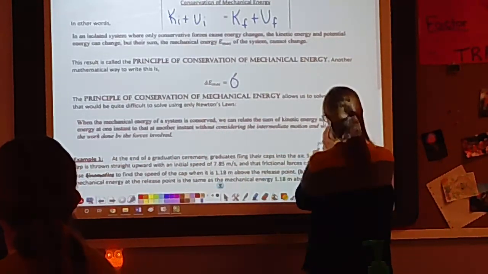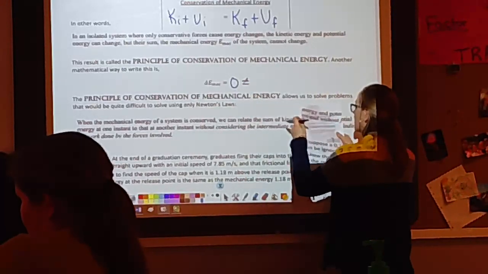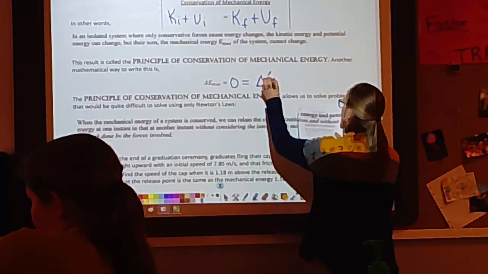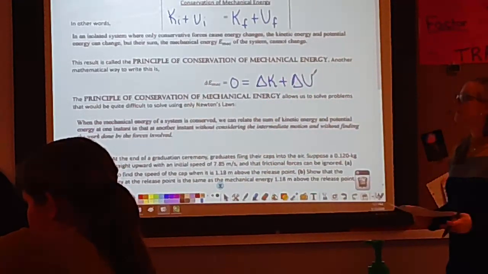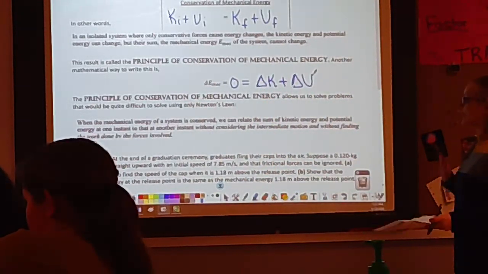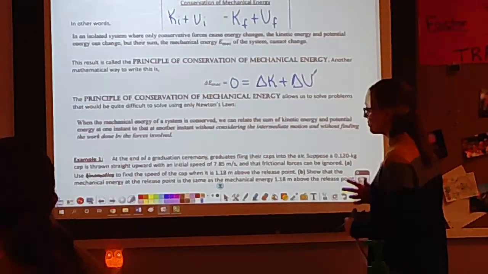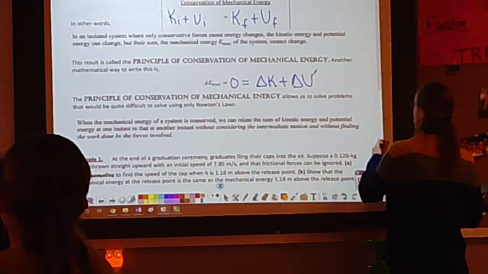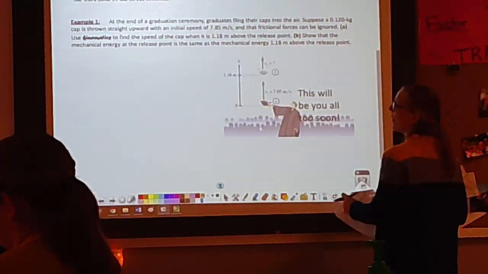We can write that all kinds of ways. So we can say that the change in kinetic energy plus the change in potential energy also equals 0. It allows us to solve problems that might be very difficult when we use Newton's laws. It really does make them very, very easy. Let's just jump into it. I think you guys are going to like them. I like these, I'm not even lying.